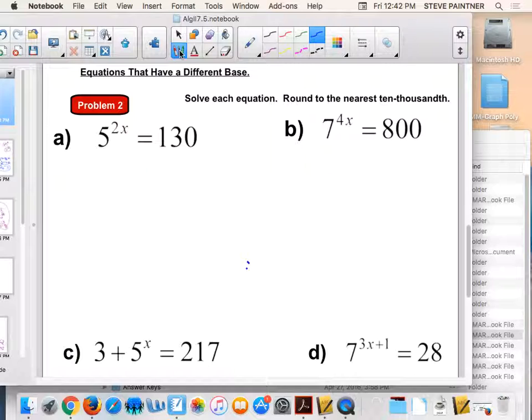Look at these two functions and look at the points. This point is 0, 1. This point is 1, 0. This point is 1, 2. This point is 2, 1. This point is 2, 4. This point is 4, 2. You guys noticing about the ordered pairs? They're flipped around.